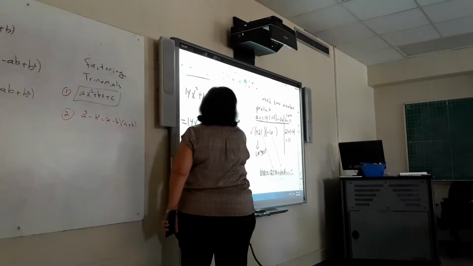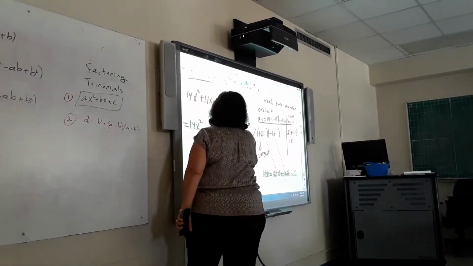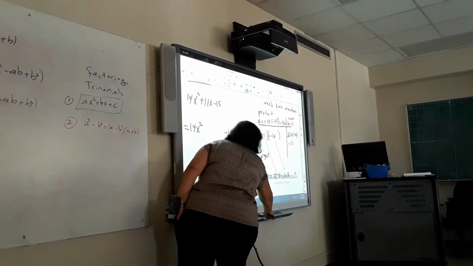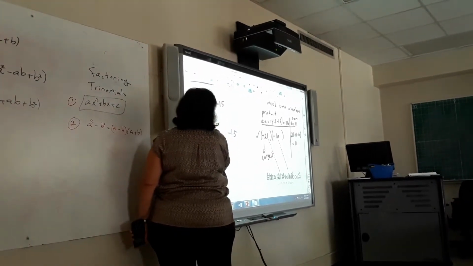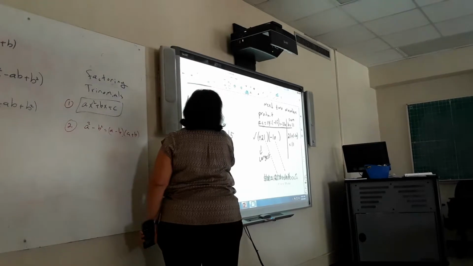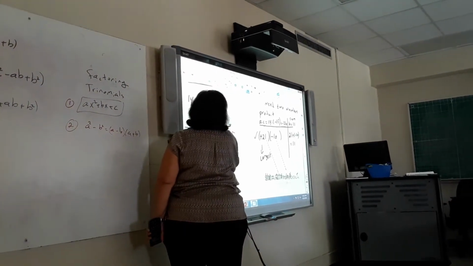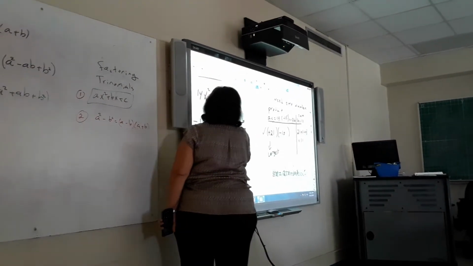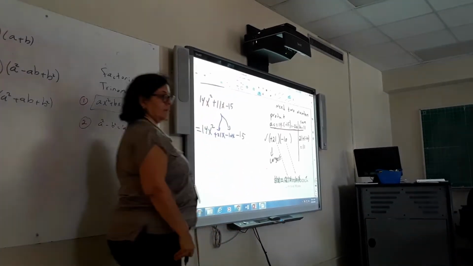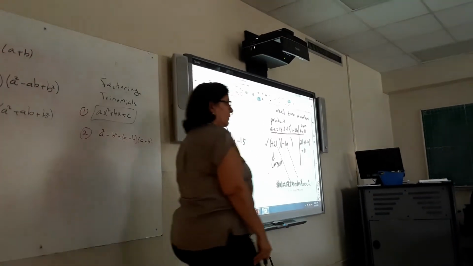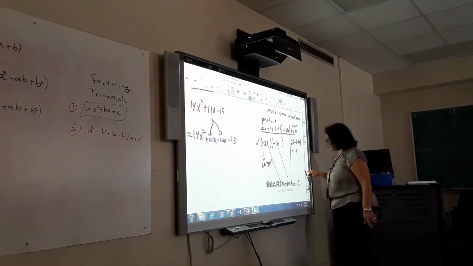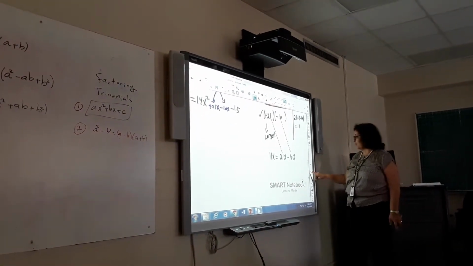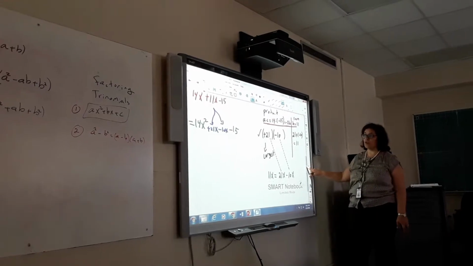You keep the last one as it is. And now you rewrite the 11x as plus 21x minus 10x. You rewrite again, this is the idea. So we move from 3 terms to 4 terms.